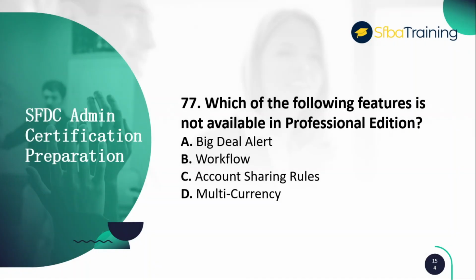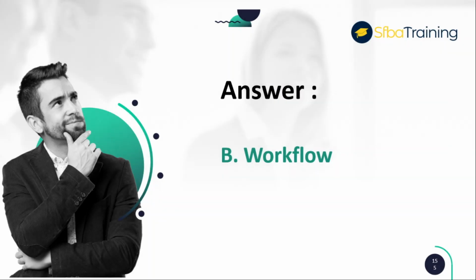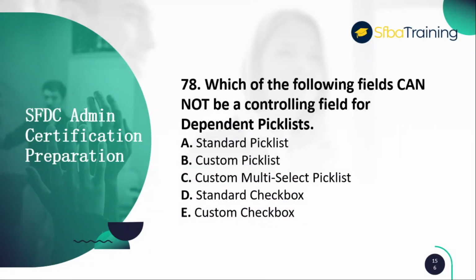Number 77. Which of the following features is not available in Professional Edition? A, Big Deal Alert. B, workflow. C, account sharing rules. D, multi-currency. The answer is B, workflow.